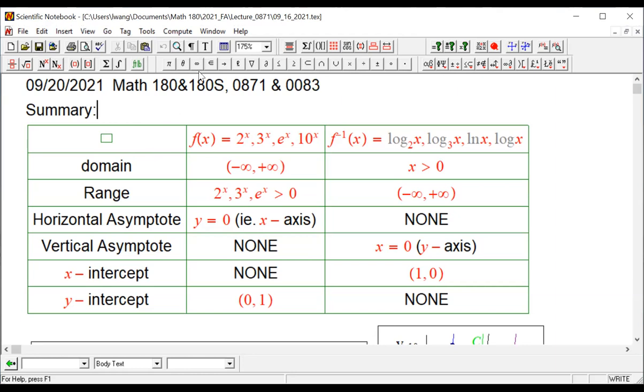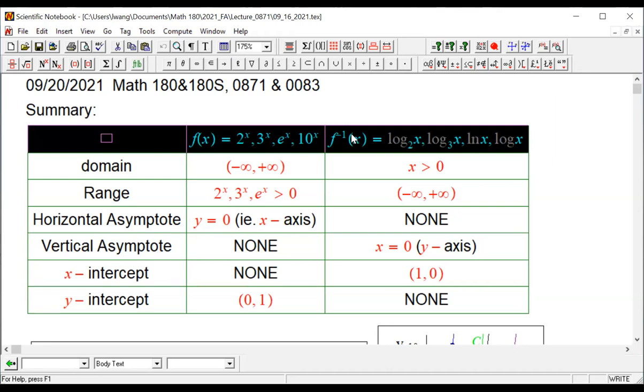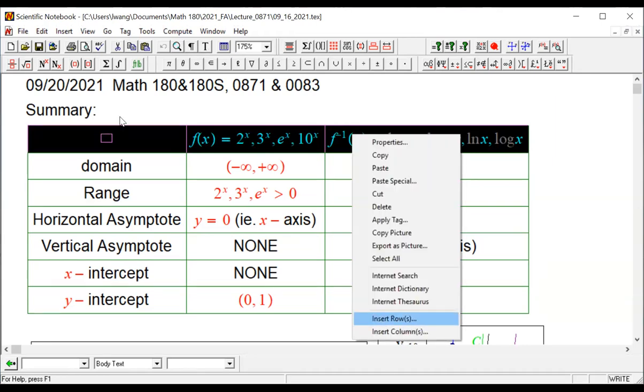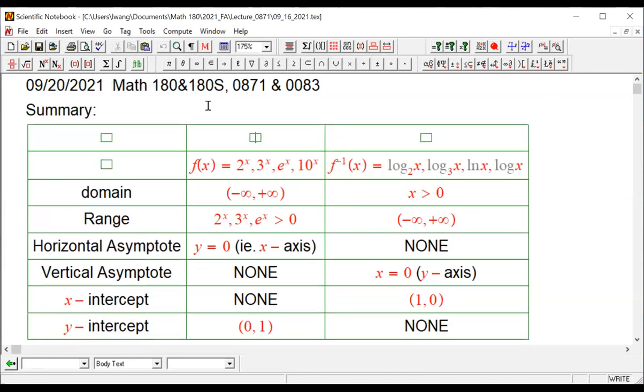So we have all these exponential functions, the examples of exponential functions. Don't forget this general form. The general form is b raised to the power x, where b is greater than 0, not equal to 1. So this is under this big umbrella.